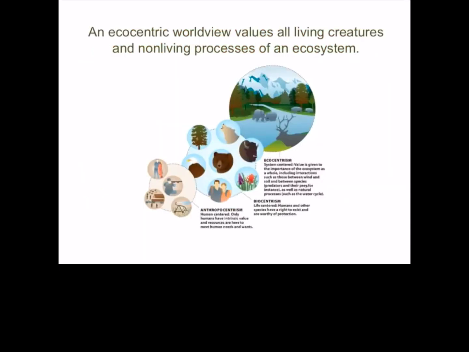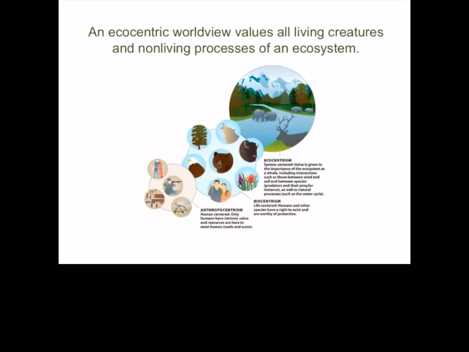Humans have different views of the world. There's over 7 billion of us. Each of us has a different view of how we fit into Earth, how we fit into the universe. Some of us have this anthropocentric view, which is a human-centered view, that the resources are here to meet the needs and wants of humans. Some of us have the biocentric view that all life is equally important, whether it's an animal, a plant, a human, a bird, a reptile, a fish, or a microorganism. They all have rights, and we should do our best to protect those rights.